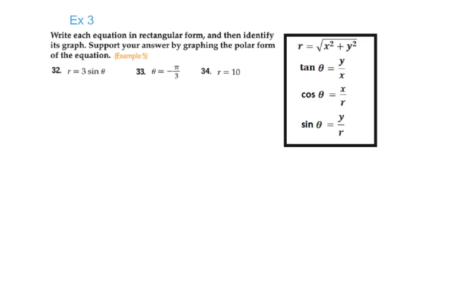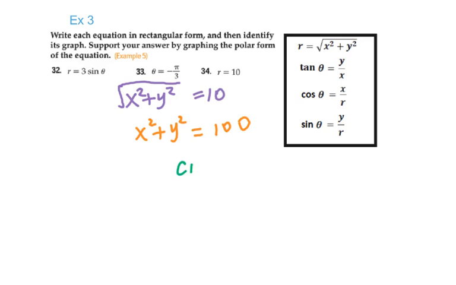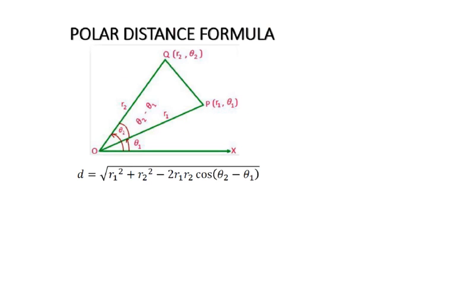Now let's go to 34. We got x squared plus y squared. We take the square root, we can get the 10. So we square both sides. We got x squared plus y squared equals 100. And we know that this will be a circle. Here is the polar distance formula. If we want to figure out any distance between 2 points on the polar coordinate system, here is the formula. Basically, they use the cosine law to figure it out.